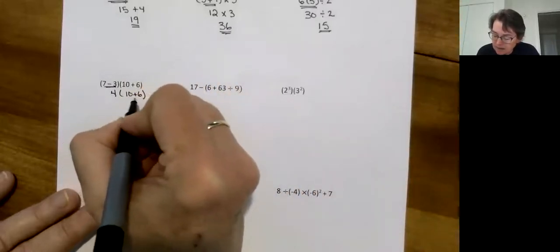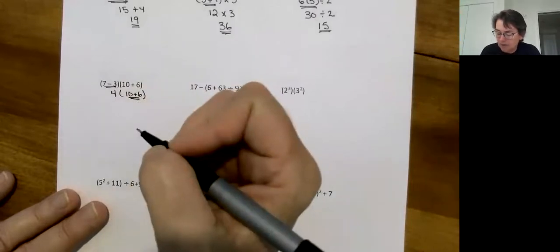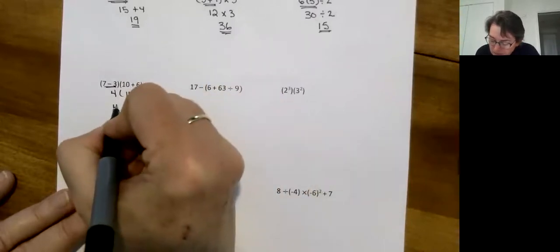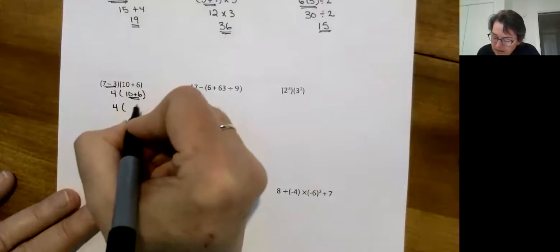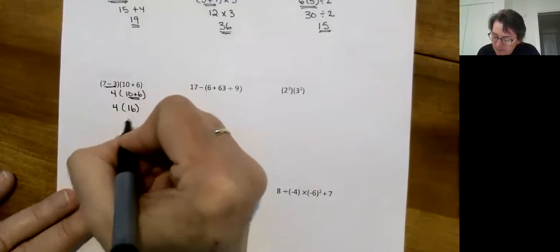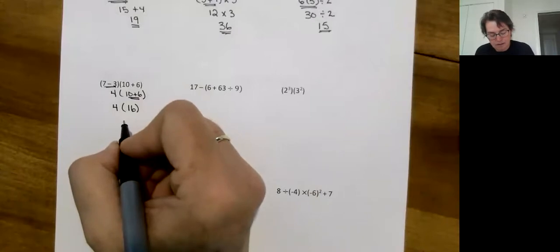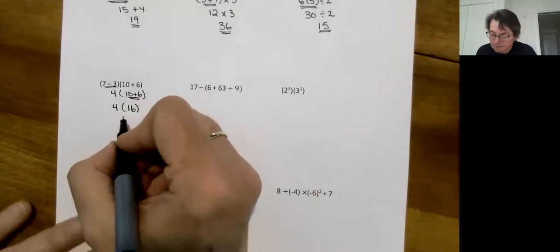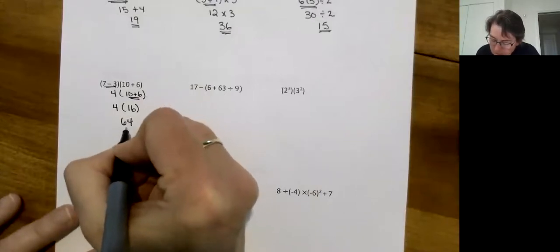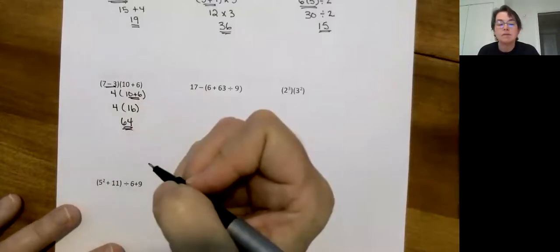Now, from this line, I've still got another set of brackets to deal with, so that goes next. So 4, 10 plus 6 is 16. 4 times 16. Oh, my brain just disappeared on me. I think it's 64. Yep. Here we go. 64.